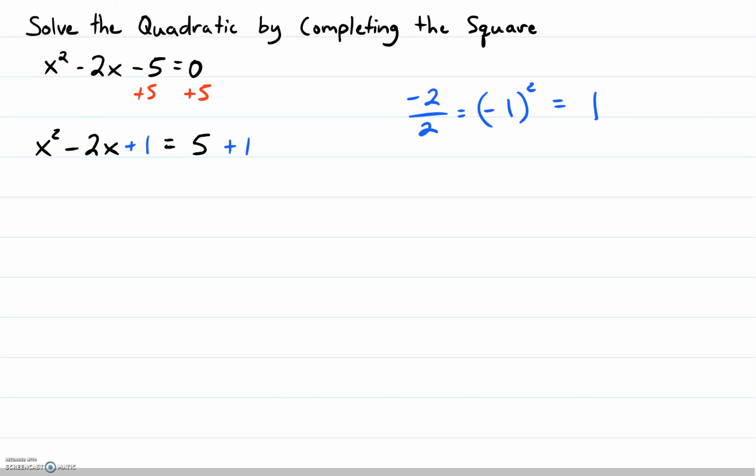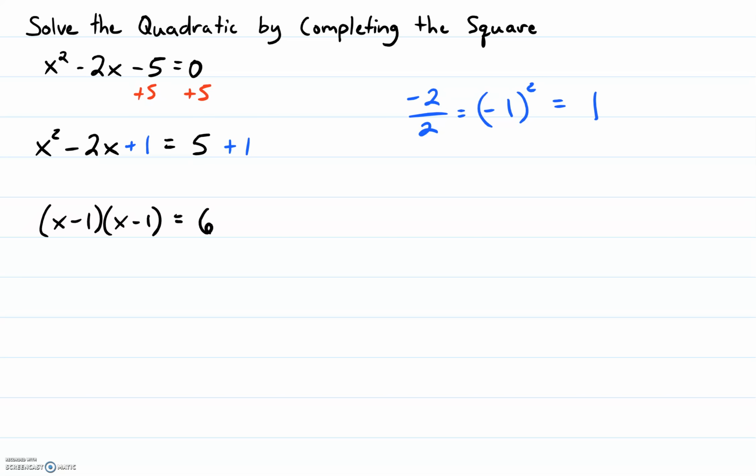What that's always going to allow you to do, if you do it properly, is factor the left-hand side. So the x squared minus 2x plus 1 will factor into x minus 1, x minus 1, because two factors of 1 are negative 1 and negative 1, and those combine to give us a negative 2. Of course, 5 plus 1 is going to give us 6 on the right-hand side, and we can rewrite the left-hand side. X minus 1 multiplied by x minus 1 is the same thing as x minus 1 squared, and that's going to be equal to 6.